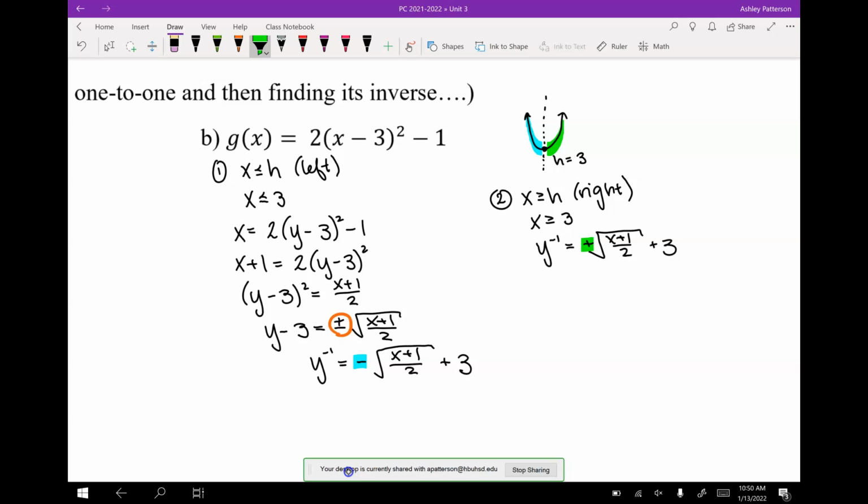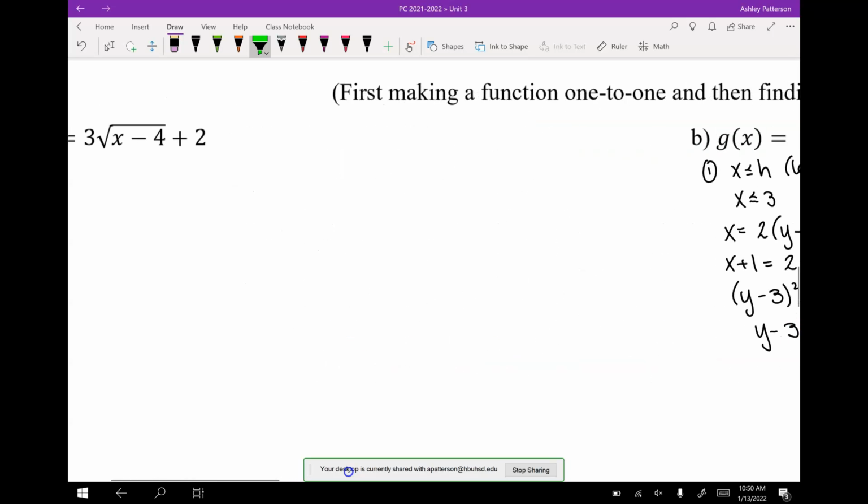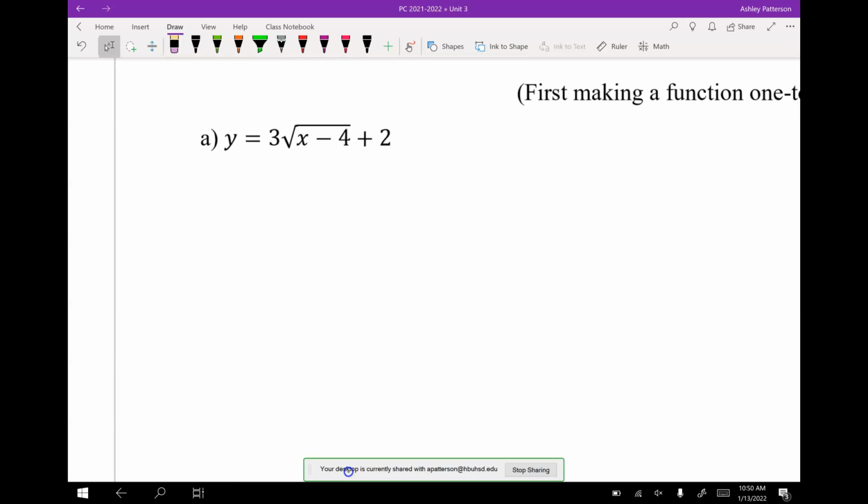All right, let's look at example A. It is a little bit different. What's the a value here? 3. Okay, so it's a positive 3, which means that the function we're finding the inverse for looks like that. Is this one-to-one? Yes. So we know that its inverse will be a function. We don't have to restrict the domain like we did the other example.